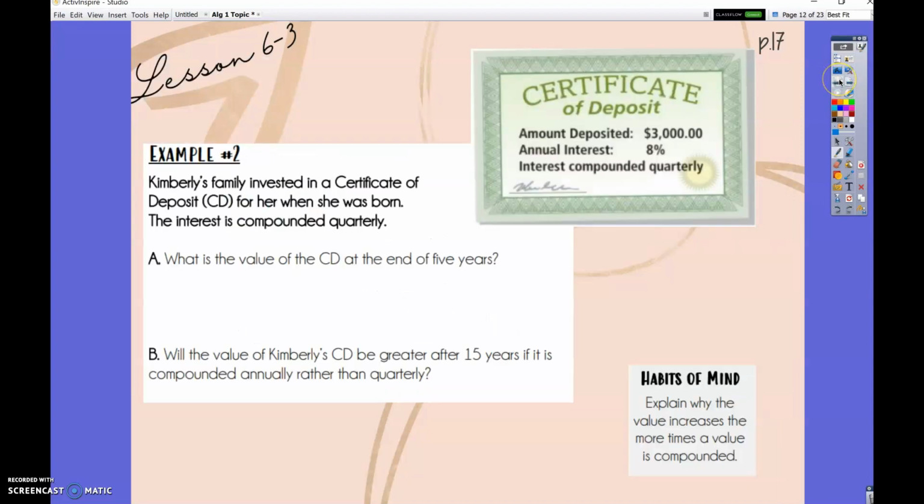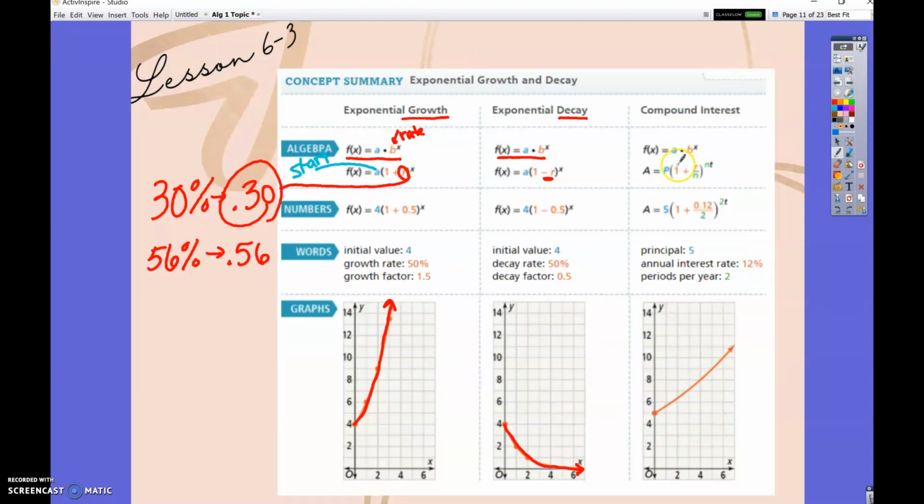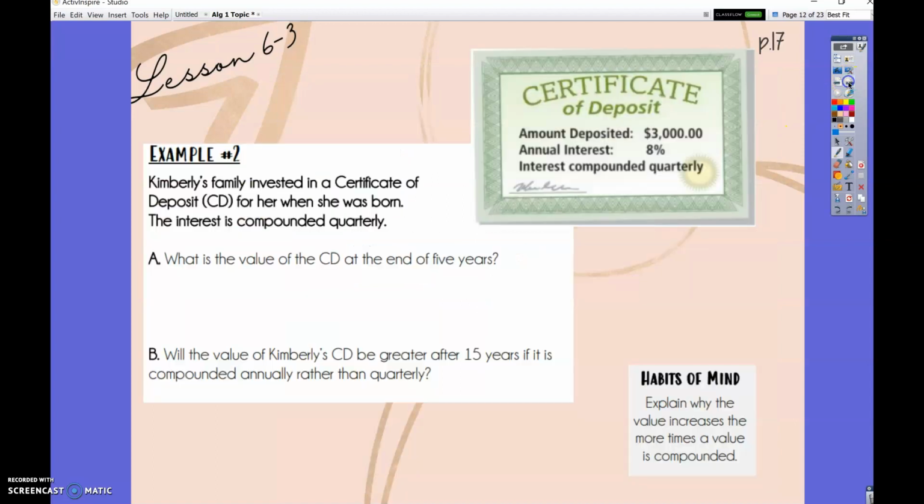One other quick example. When it comes to compound interest, it's the same idea, but they're going to have P for your principal amount, N for the number of times compounded, and R for your rate. Remember that R needs to be in a decimal. A lot of these problems have all their information in a picture.